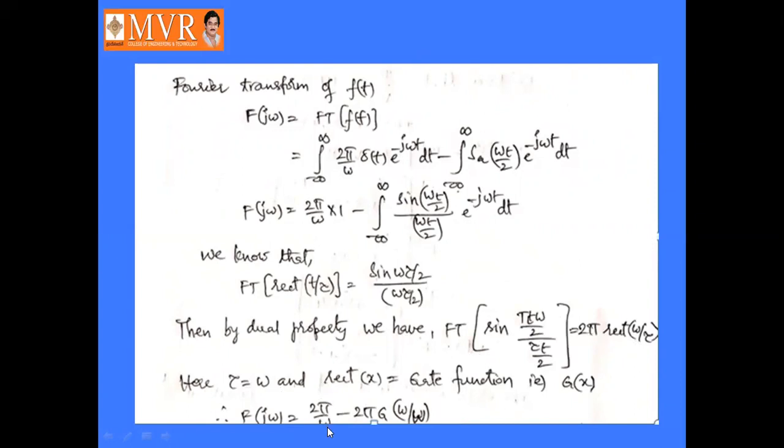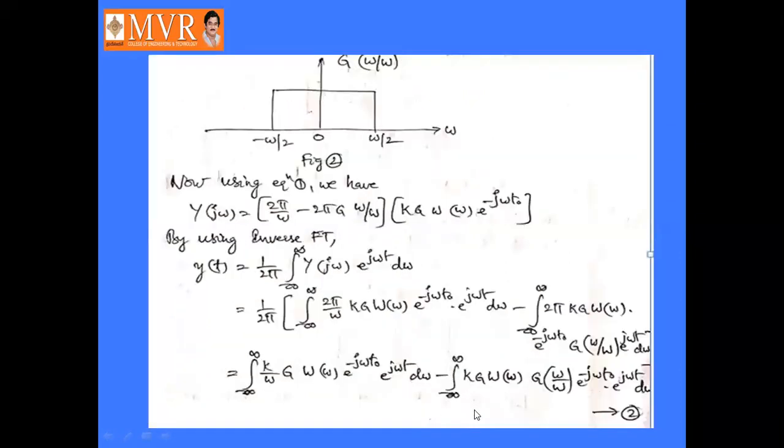Then F of j omega becomes 2 pi by omega minus 2 pi into g of omega by w. Okay, so this is the gate function g of omega by w with limits minus omega by 2 to plus omega by 2. Okay, this is figure 2.